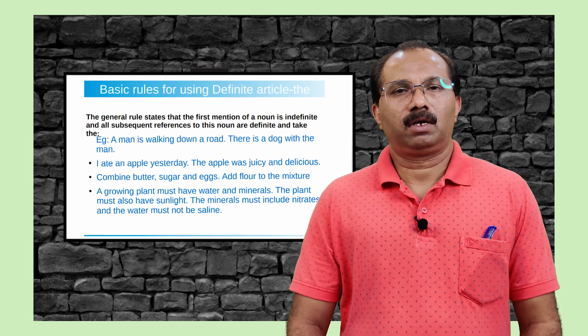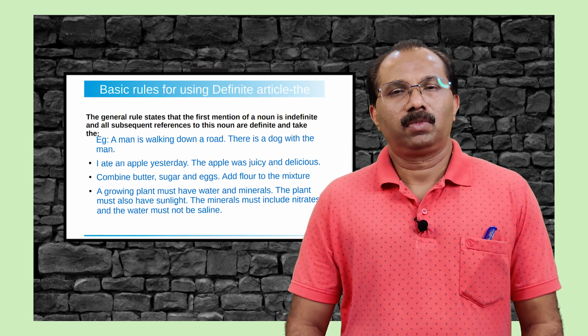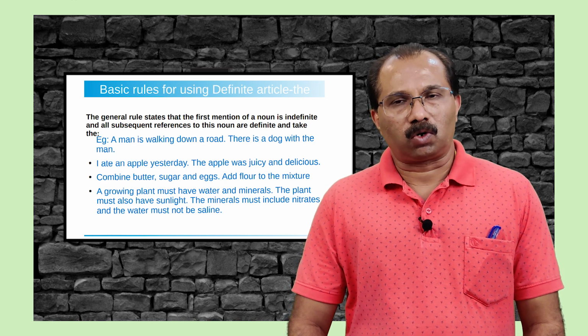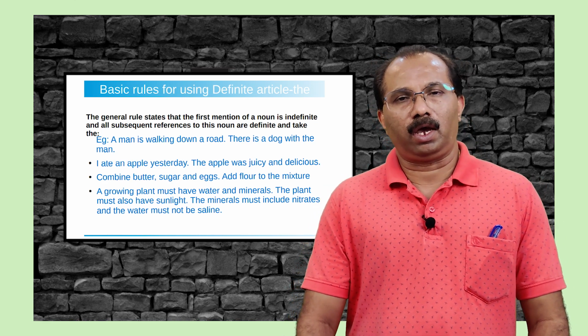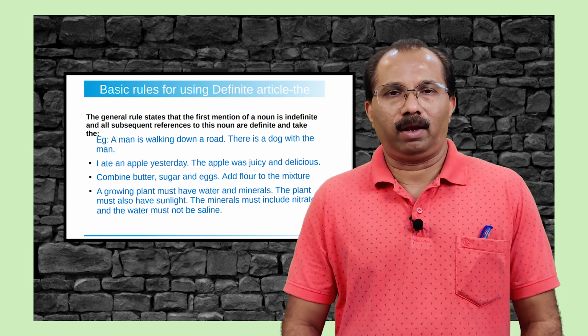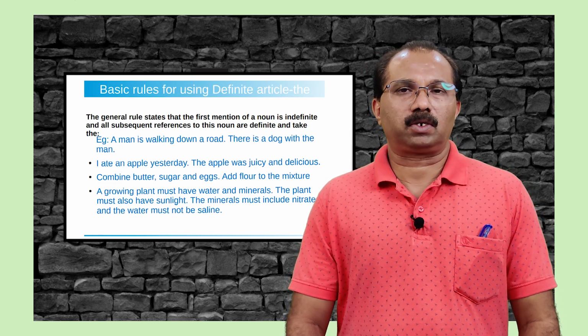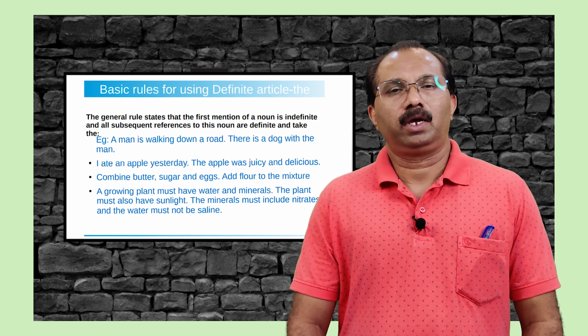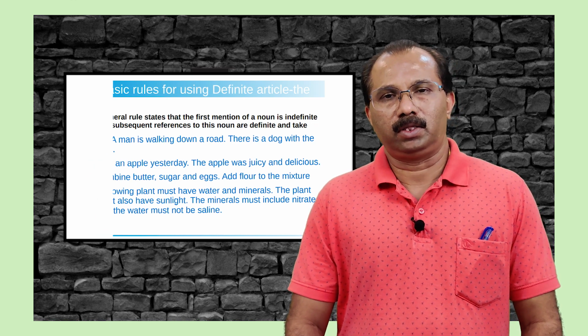For the first mention, we take the indefinite article. If it begins with a consonant sound, we use a, and if it begins with a vowel sound, we use an. And all the subsequent references will take the definite article the.